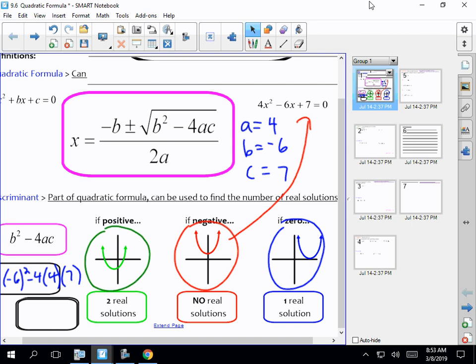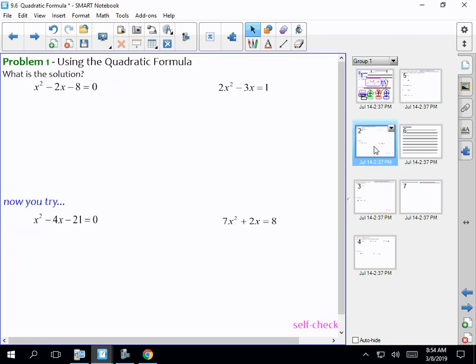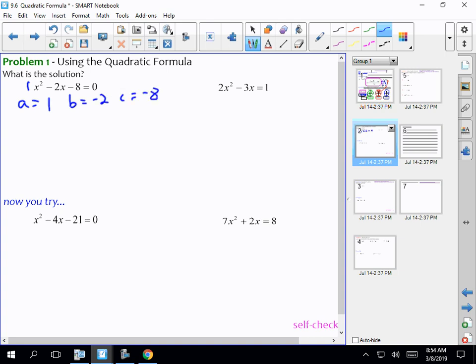Okay. So here's how we use the formula to find the real solutions when they do exist. First thing we do is identify a. What's a in this case? It is 1, yes. There's an unwritten 1 there. And then b is negative 2 and c is negative 8. So we identify those 3. And then we plug it into the formula.